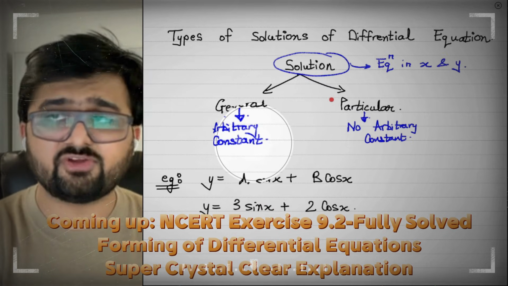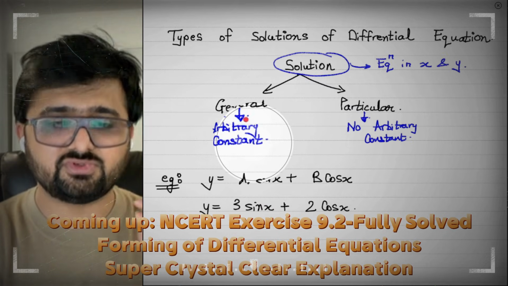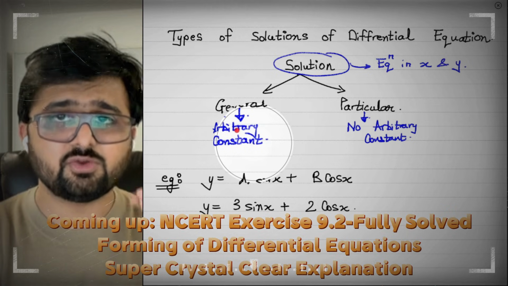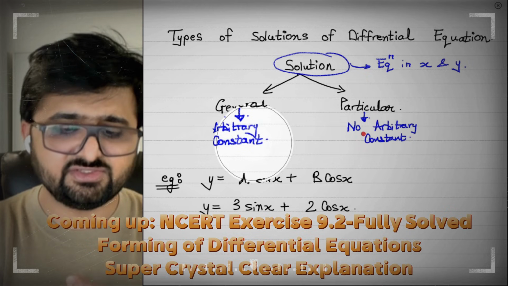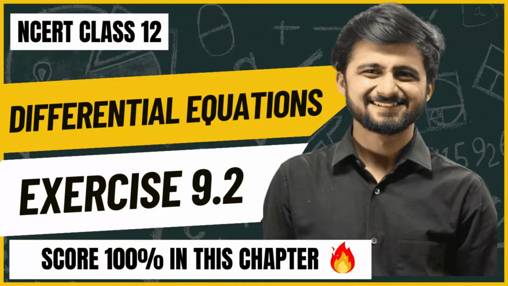Solution can be of two types. It can be a general solution. A general solution is a solution which involves one or more arbitrary constants. And a particular solution is a solution which doesn't have any arbitrary constant.